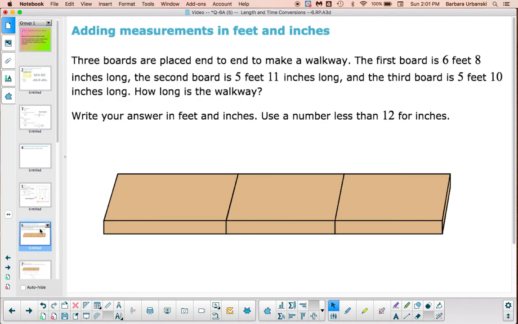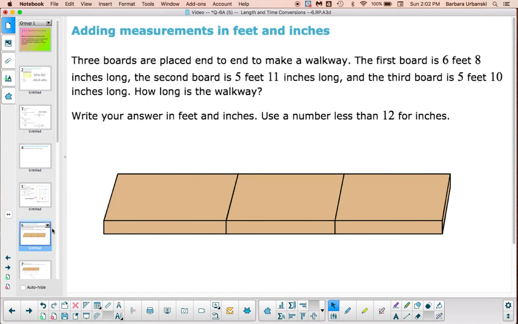Next, adding measurements in feet and inches. Kind of like the other problem. They've got 3 boards and they're placing them end to end. They're giving you the measurements 6 feet and 8 inches, 5 feet 11 inches, and 5 feet and 10 inches. They want to know how long this board, or the walkway, would be in feet and inches.